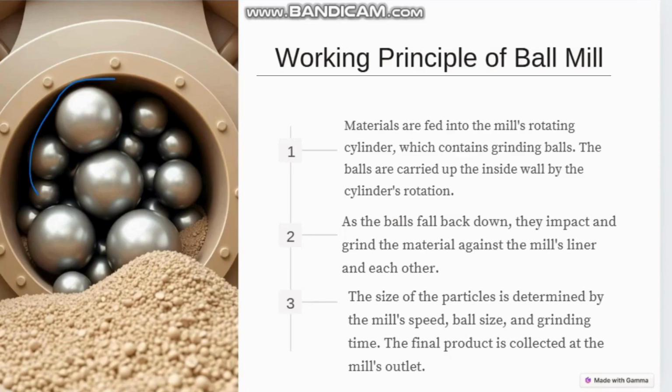And meanwhile, during the rotation of the balls, friction takes place between the balls, and due to this friction, whenever the material or the sample comes in between two balls, the material gets ground. So this type of mechanism is called attrition. Here the size reduction takes place both by impact and attrition process.